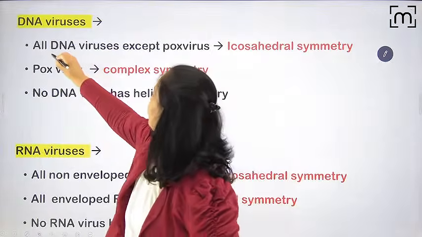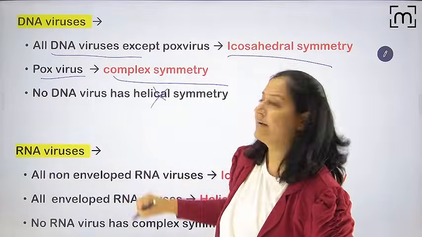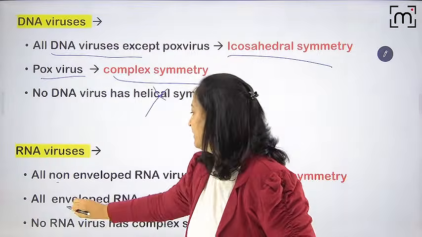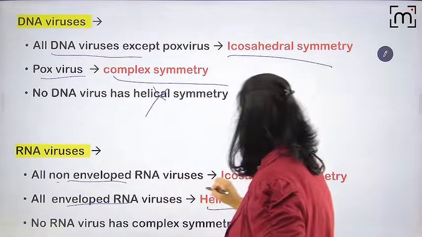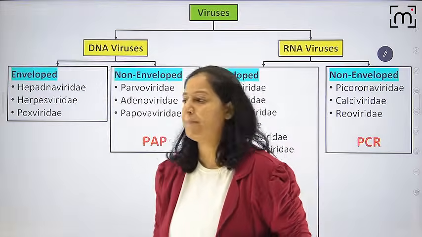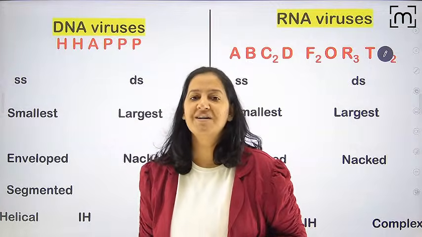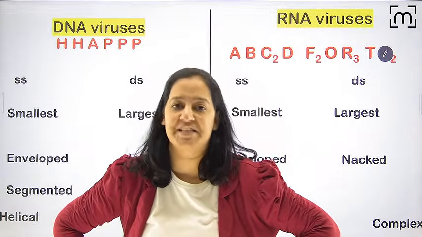See, all DNA viruses are icosahedral except Pox, which is complex, and none of them is helical. All enveloped RNA viruses are helical, and the naked ones are diamonds, PCR, and none of them is complex. I hope you got the concept. Everyone give me a thumbs up. Come on. So what we have learned in the last 20 minutes, we will revise in the next 2 minutes.